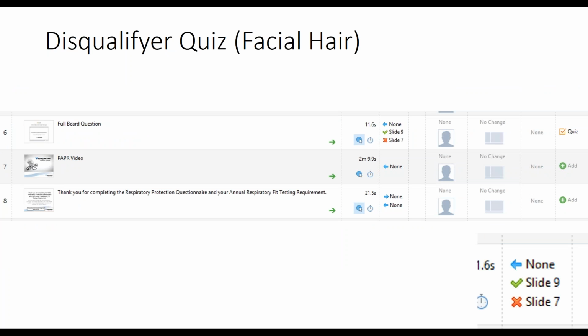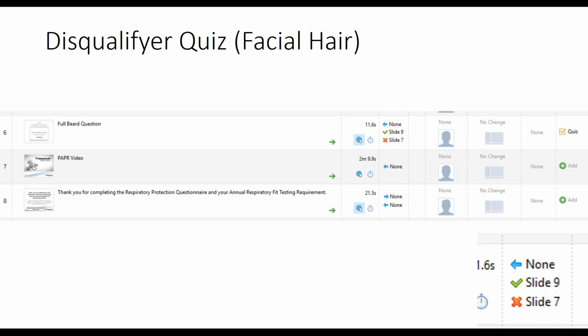The first one was this disqualifier quiz. The first disqualifier we had was basically, do you have a full beard, yes or no? If you look over here to the right, you have the branching. Basically, we made it so that you could not go back. Once you hit that question, you could not go back in the course. And if you passed, quote unquote, the quiz, i.e. I do not have a full beard, then you skipped on to the next portion where you would answer the questionnaire.